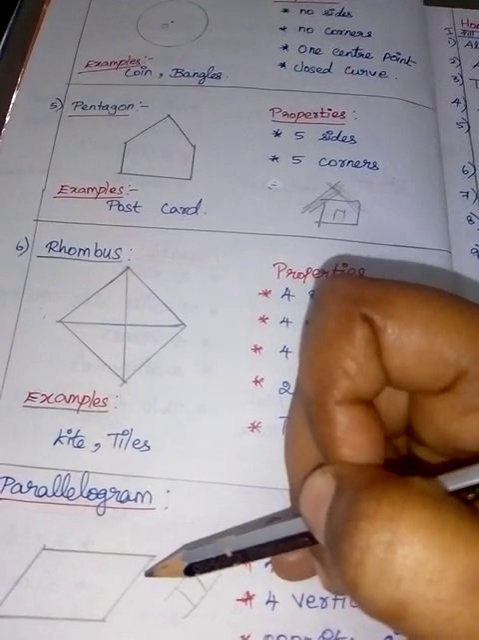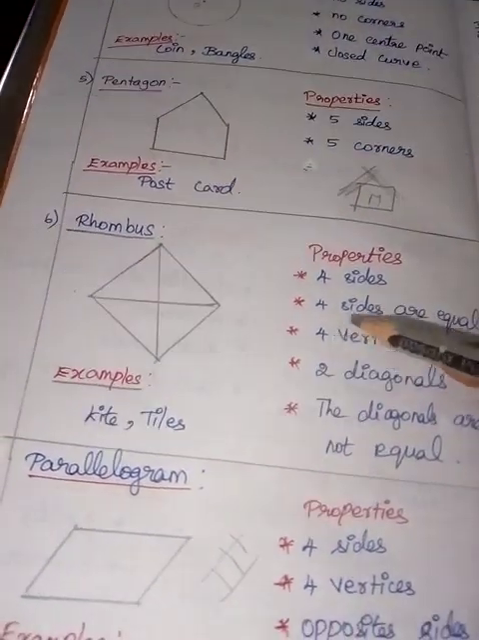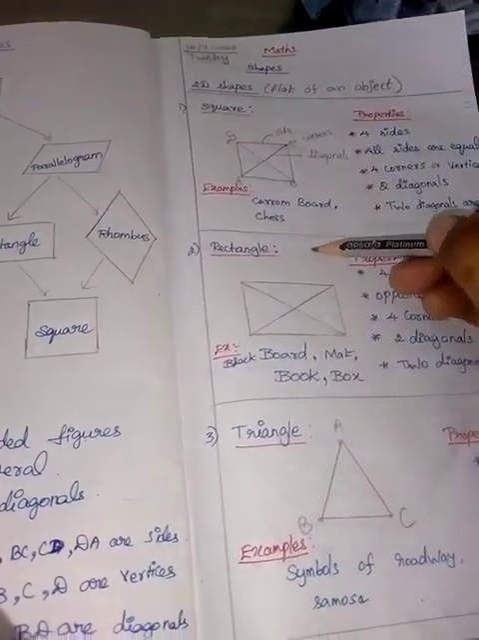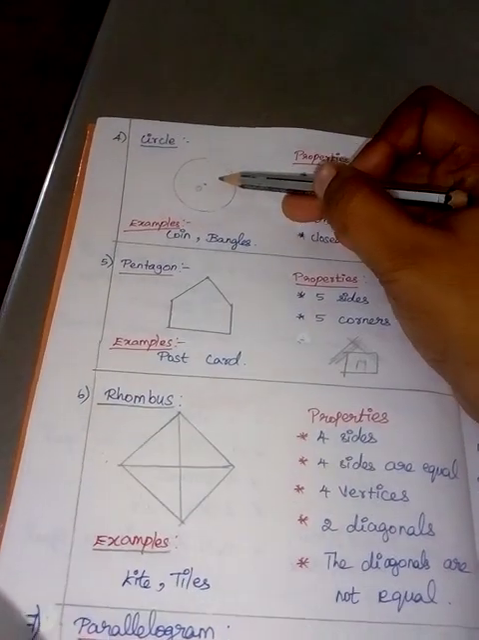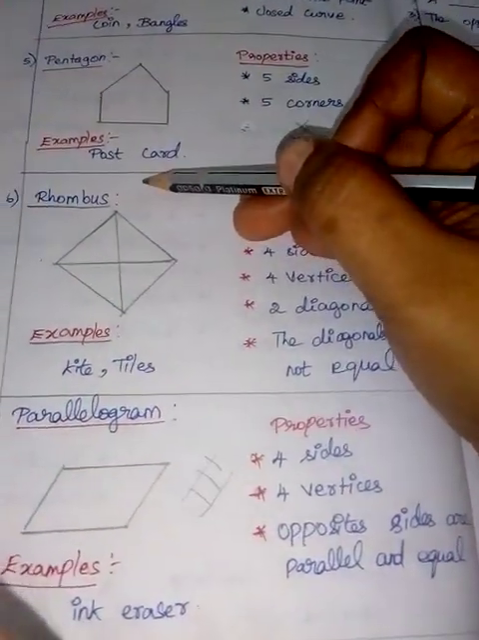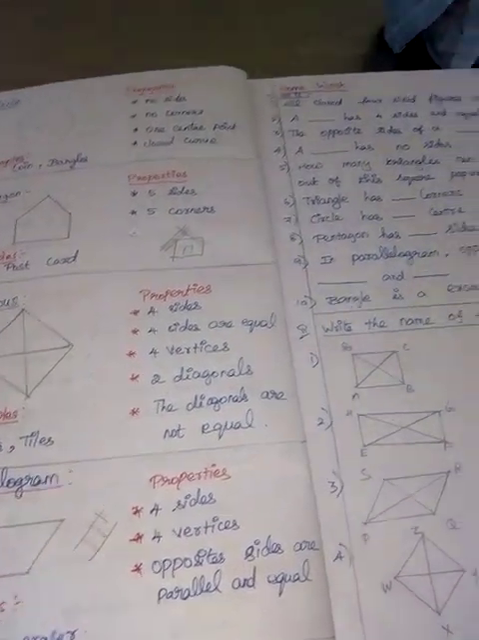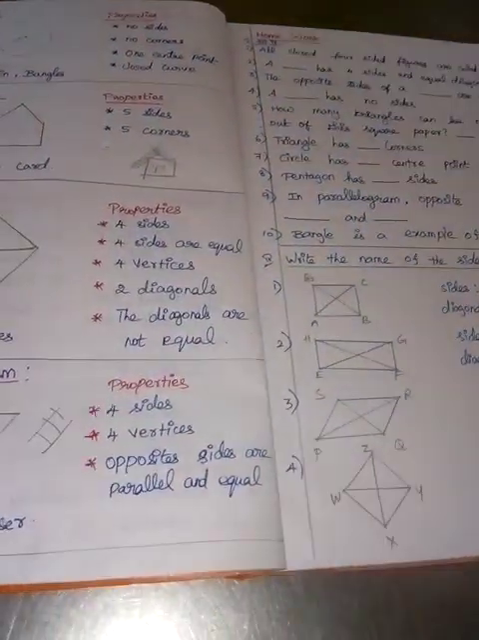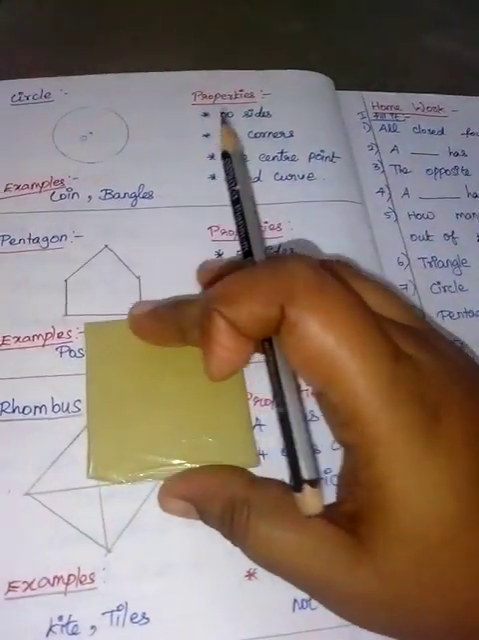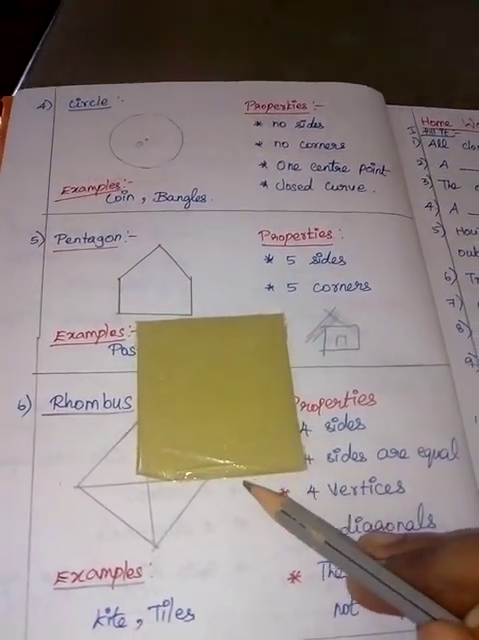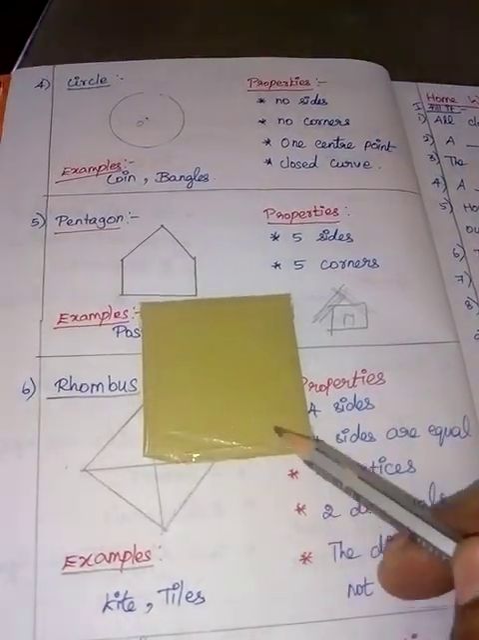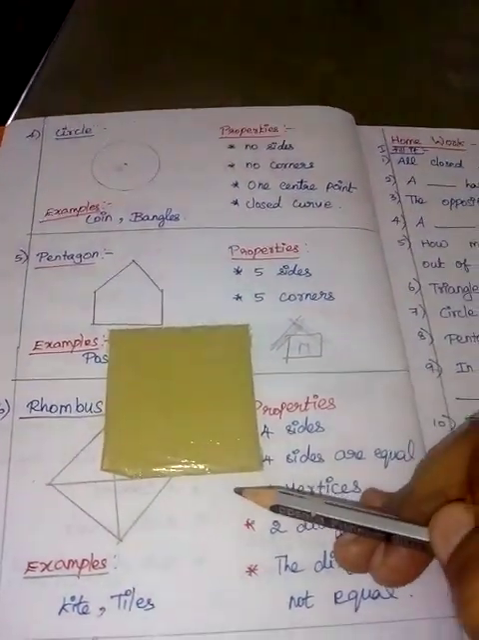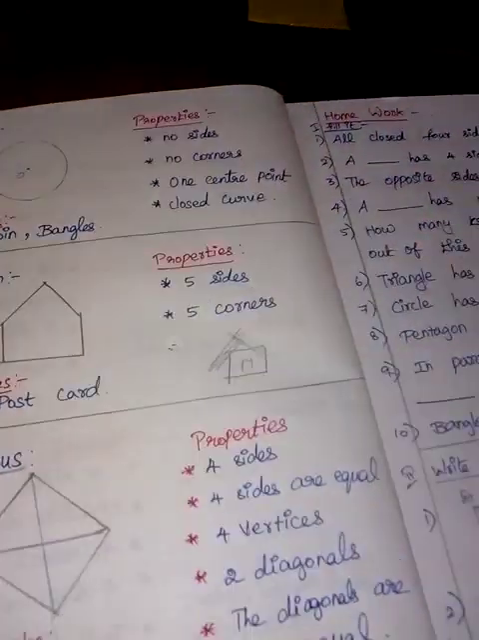Okay. What shapes did you see in our class today? Square, rectangle, triangle, circle, pentagon, rhombus, parallelogram. I show the shape, you tell the property. Recall the subject. What is the shape? Square. A square has 4 sides, 4 corners and 2 diagonals. Example, carom board.